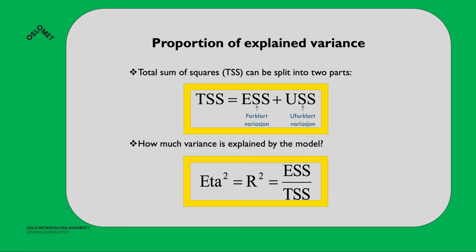Well, here we have the eta square, which equals R square, where you take the explained sum of squares and divide it by the total sum of squares, and then you get the proportion of explained variance. So then you know how much the independent variable explains of the total variation in the dependent variable.